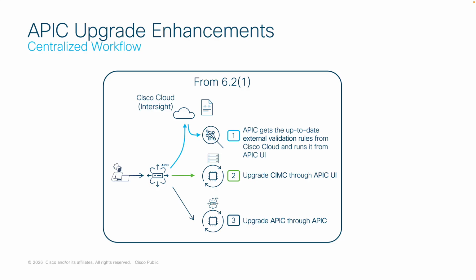Staying within the APIC UI, when it comes time to upgrade the CIMC, we've downloaded the CIMC HUU ISO, but we've put it in the APIC repository. And then through the APIC UI, we'll use that to upgrade the CIMC. Again, not going to show that part in this video. I'll do a separate video for that later. And then stage 3, again, still in the APIC UI, we're going to proceed to upgrading the APIC software itself. And that's what I'm going to focus on for the rest of these videos.